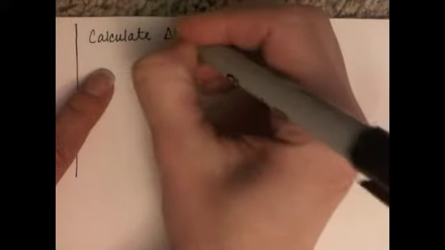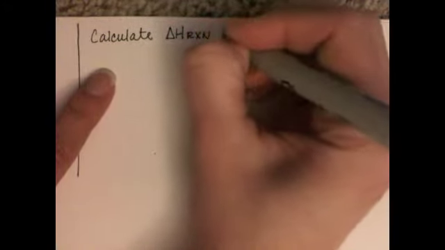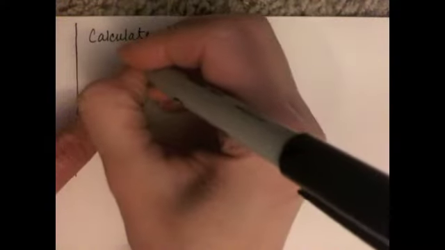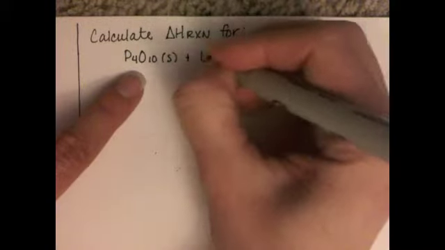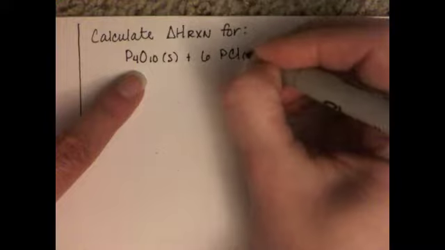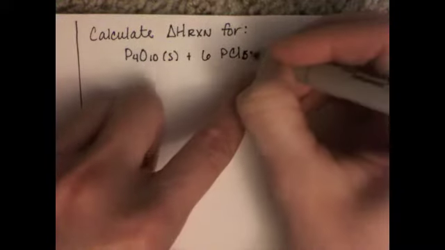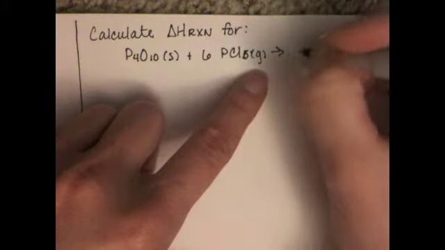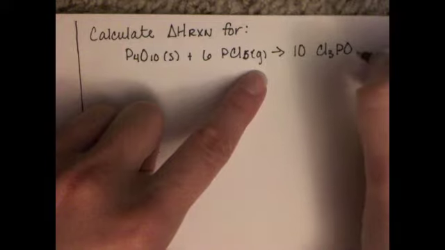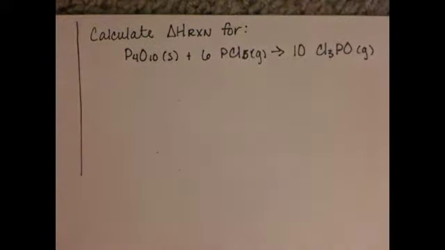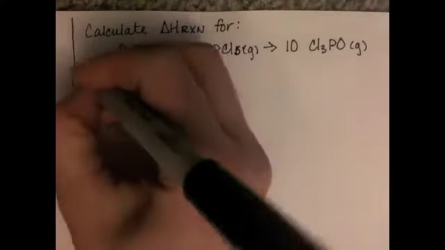Here's one more example of Hess's law. We are going to calculate the delta H of reaction for this overall equation, P4O10 solid plus 6 PCl5 gas to produce 10 Cl3PO gas. And we're going to do this using Hess's law and the following four equations.